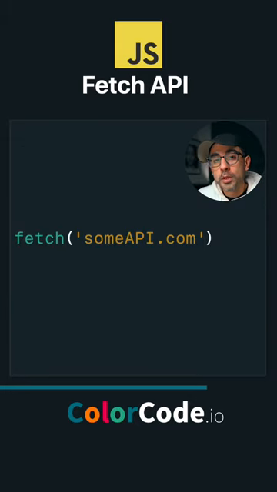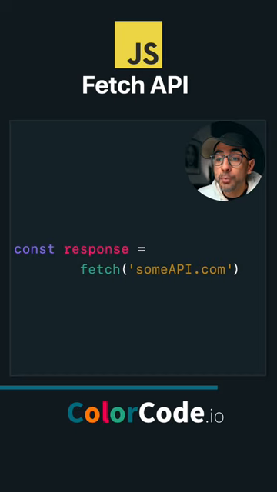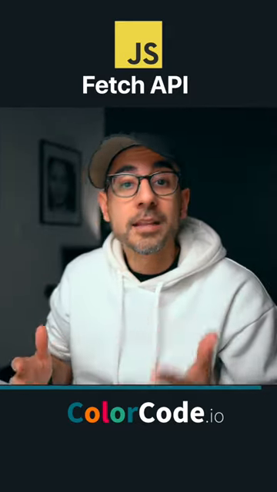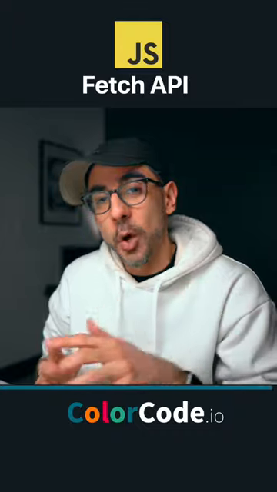So that's what it takes. What does it return? Good question. It returns a promise that will resolve into a response object, including status and results and stuff that you can turn into a JSON object. How to do that with more examples and error handling in the full video linked below.